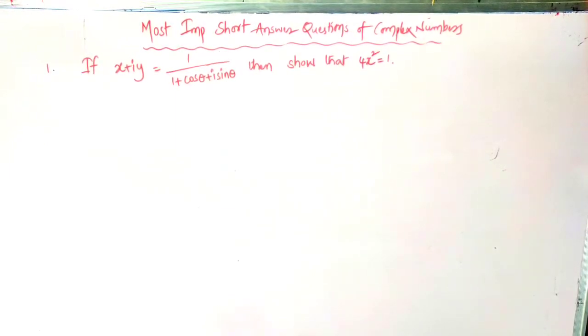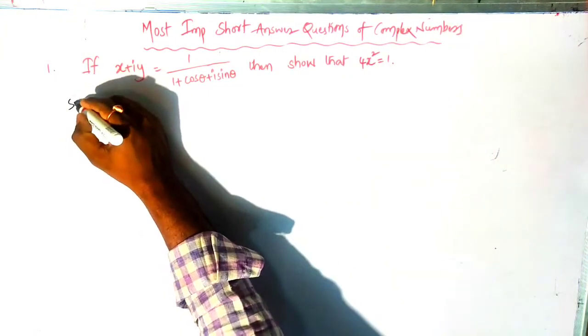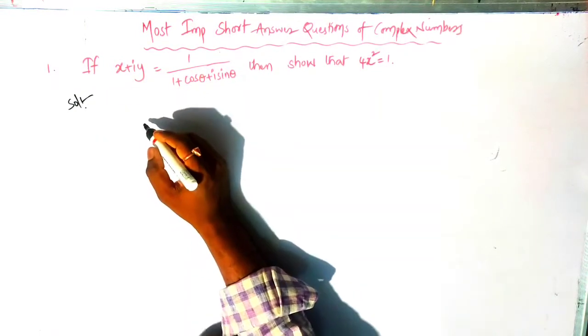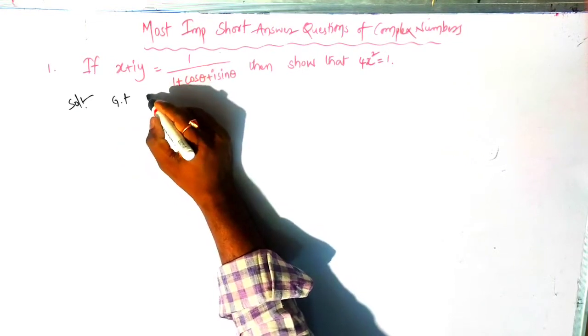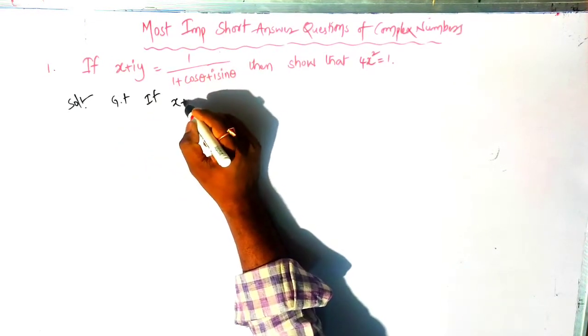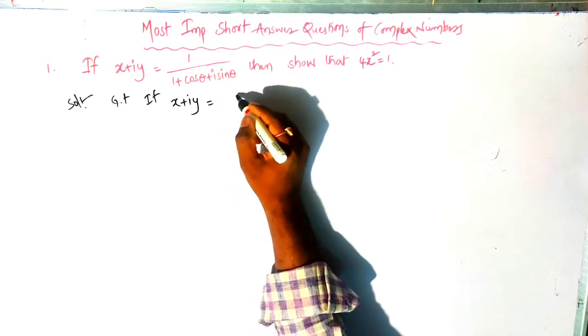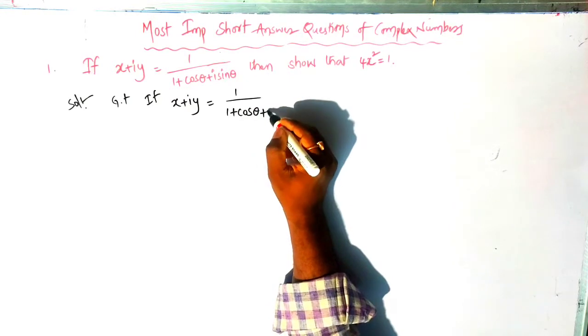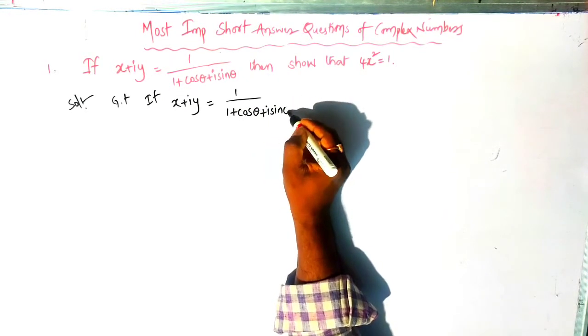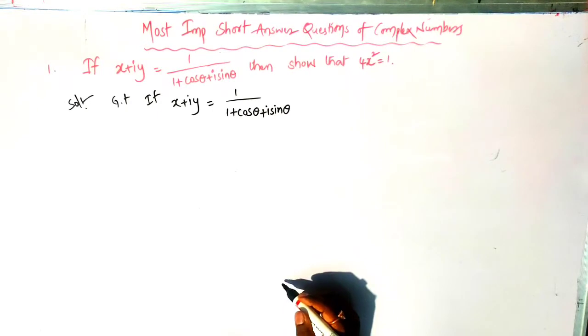The first question is: if x plus iy is equal to 1 by 1 plus cos theta plus i sin theta, then show that 4x square equals 1. Okay, so now we write here: given that x plus iy is equal to 1 by 1 plus cos theta plus i sin theta.